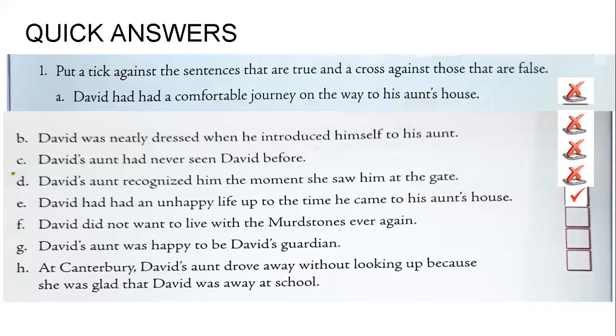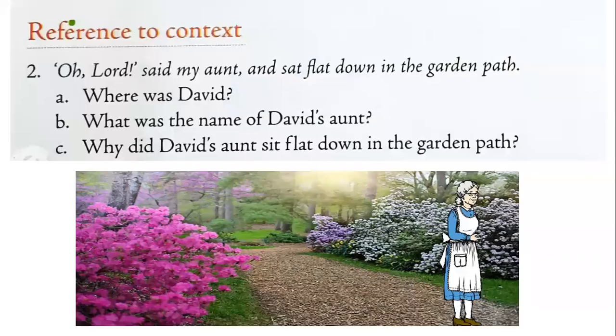The next one, David did not want to live with the Murdstones ever again. Is that true? Yes, it is. G. David's aunt was happy to be David's guardian. Was she? Yes, she was. At Canterbury, David's aunt drove away without looking up because she was glad that David was away at school. True? Not at all.